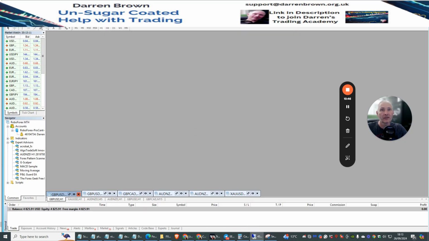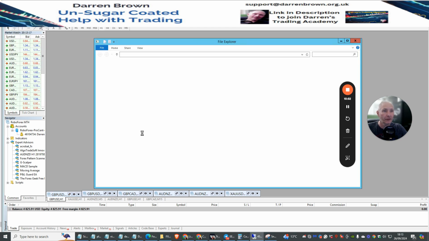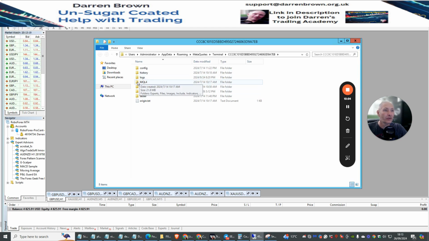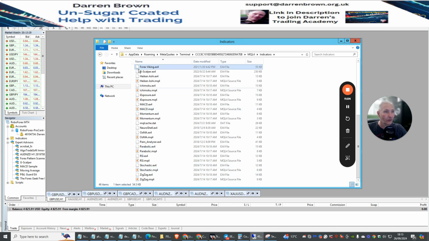You're going to go back to the thing inside your platform. You're going to go to File, then Open Data Folder. You're going to go to MQL4, and then you're going to go to Indicators, which is this one here. This is where you're going to right mouse click, and then paste this in. Okay, so you can see that the Forex Viking EX4 is now in here.